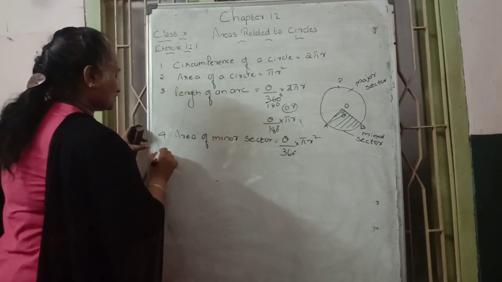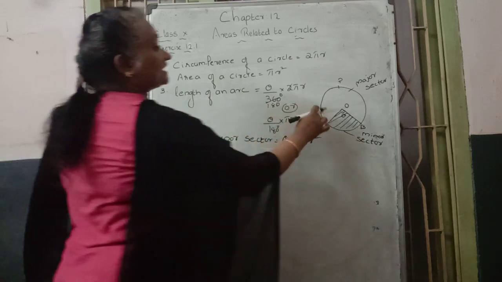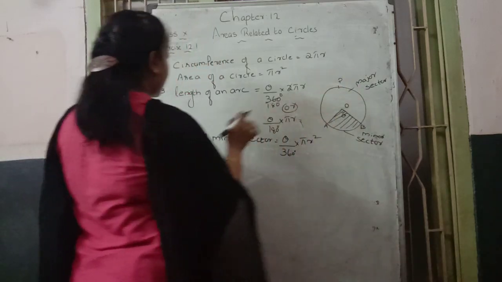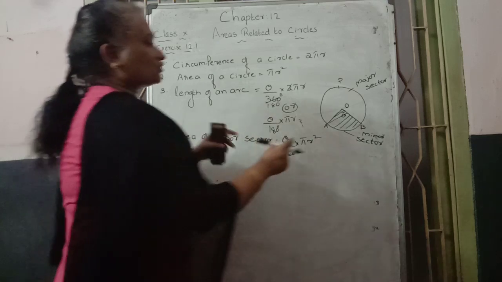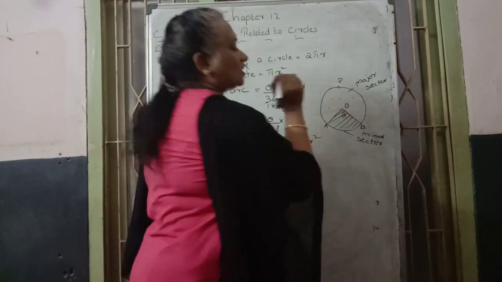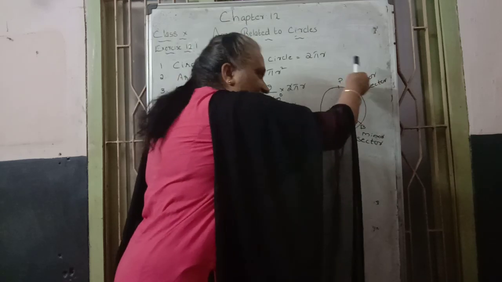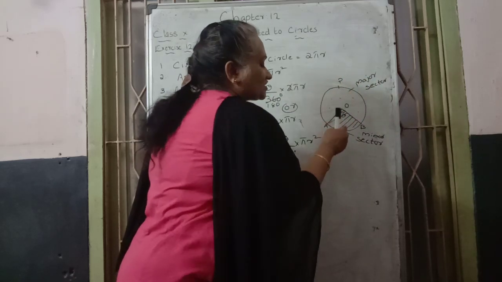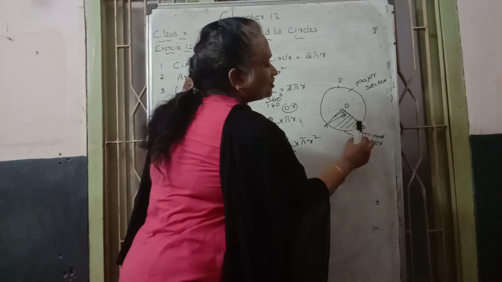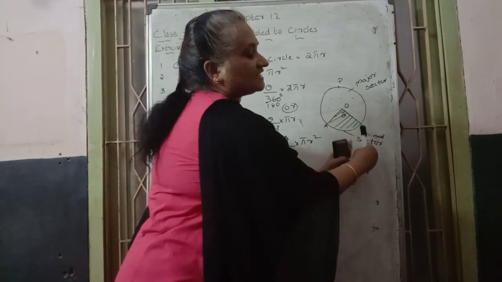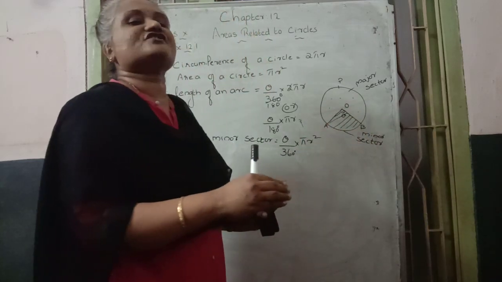Then the next, fifth formula, is the major sector. How to find the area of this major part? Our full circle is there, and that area is subtracted by the area of the small shaded part, the minor sector area.